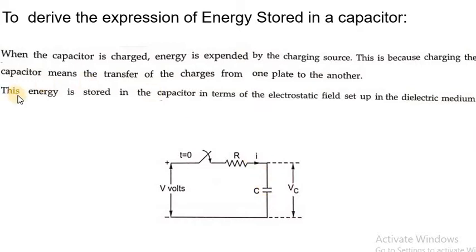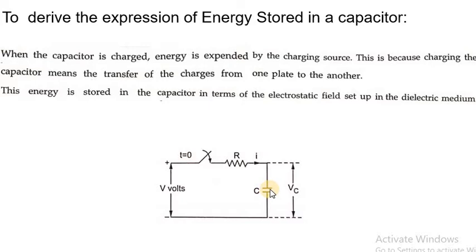Next, this charge or the energy which is stored in the capacitor is in terms of electrostatic field, that we have already seen, what we mean by electrostatic field. And this electrostatic field is going to be set up in the dielectric medium which is inserted between two metallic plates. So this dielectric medium is the area where the electrostatic field is set up, and in terms of electrostatic field, that energy is stored in the capacitor.